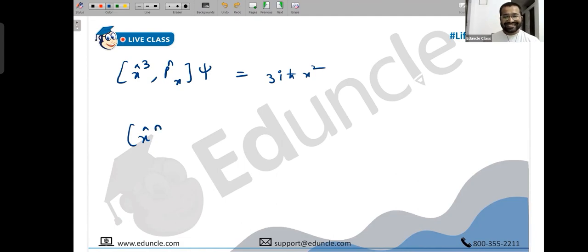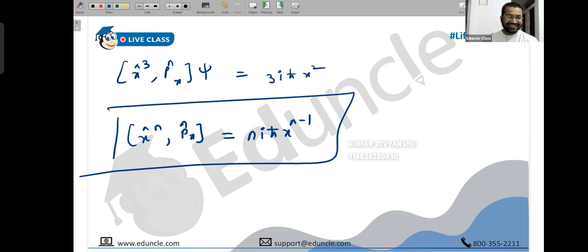Okay. So x cap raised to n, comma p cap x. So what would that be in general? n i h power n minus 1. Perfect. Nice. Let them ask this in exam. Such a scoring one.